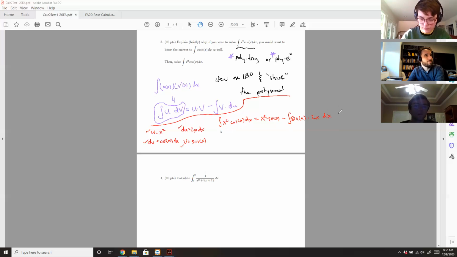So maybe off here to the side in a slightly different color. Let's keep the -2 out front, and then this was x times sine of x dx. In order to compute that, we would again need to use integration by parts. It's a polynomial times a trig. So we would let u equal the polynomial. We would let dv equal the trig.